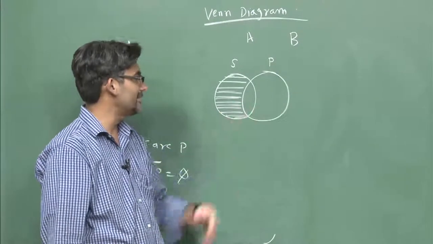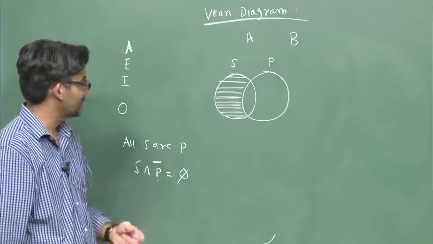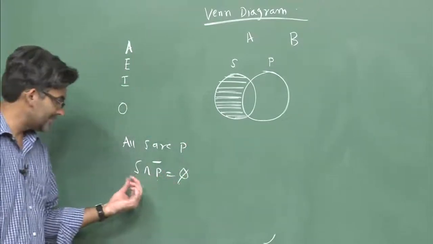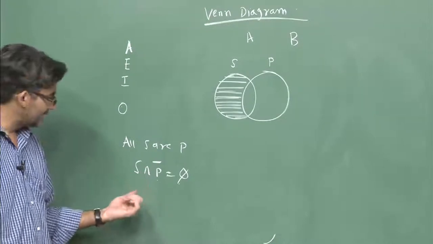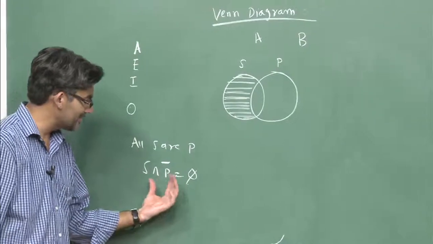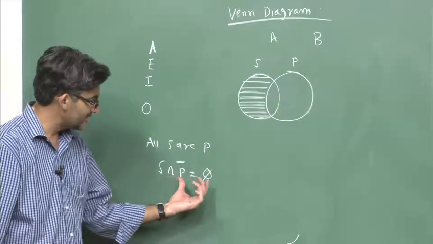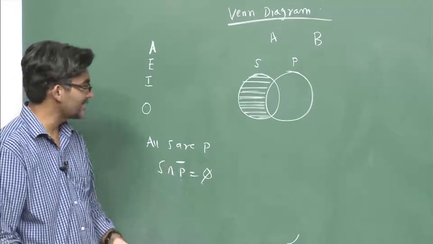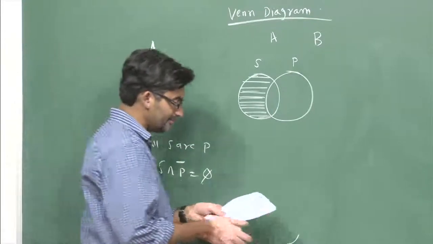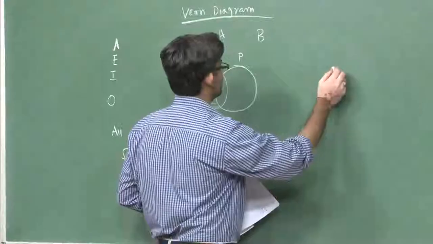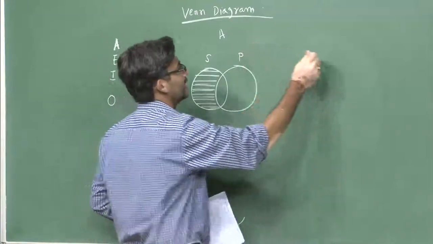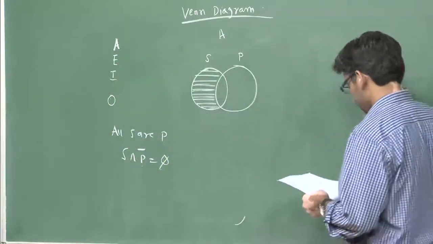All cats are animals means this particular thing. There cannot be a thing which is a cat, and the complement of the predicate, 1 minus P, so that intersection should be empty. That is what refers to all S are P. So this is the A proposition, and the I proposition is like this.